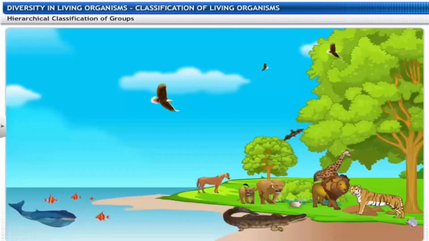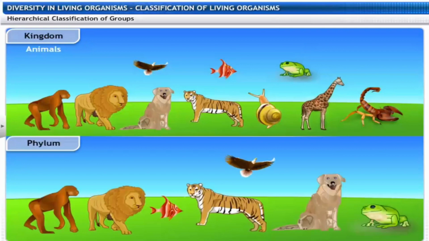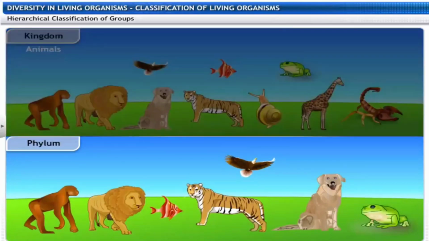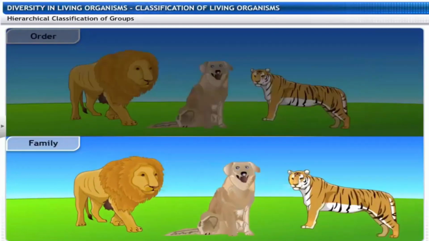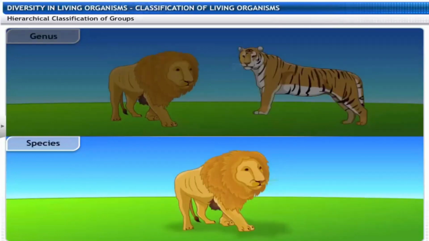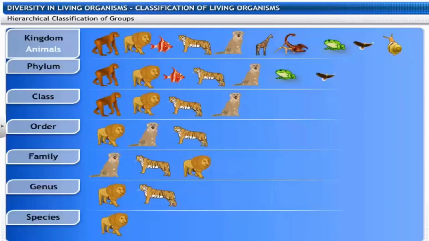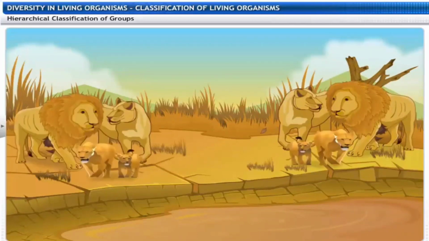Organisms can also be classified on the basis of their hierarchy. Kingdom breaks into phylum for animals, or division for plants, class, order, family, genus, and species. Hence, the basic unit of classification is species. A species includes all organisms that are similar enough to breed and produce fertile offspring.